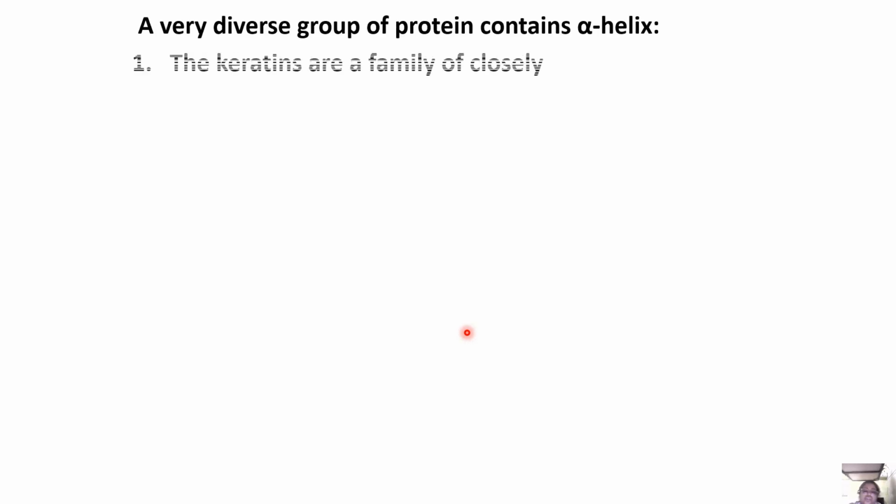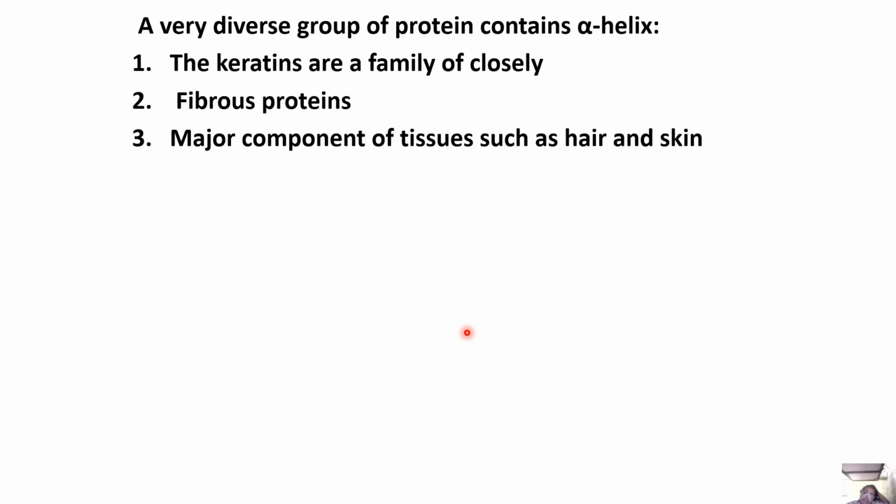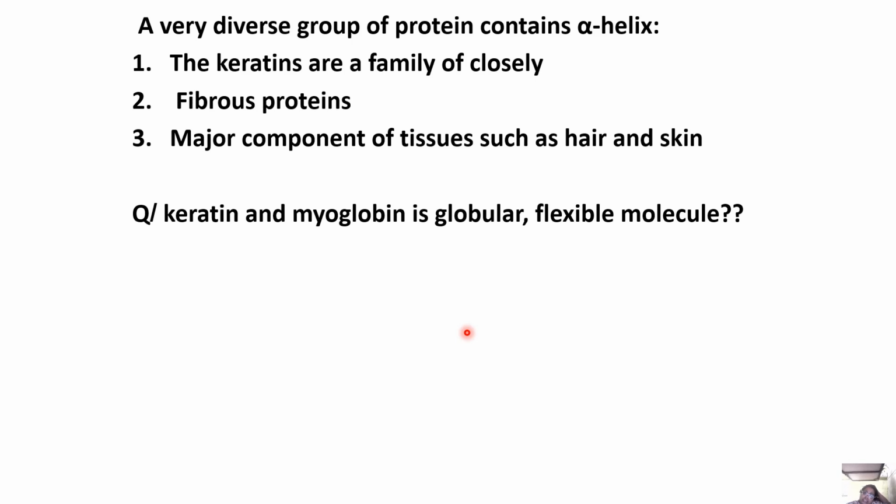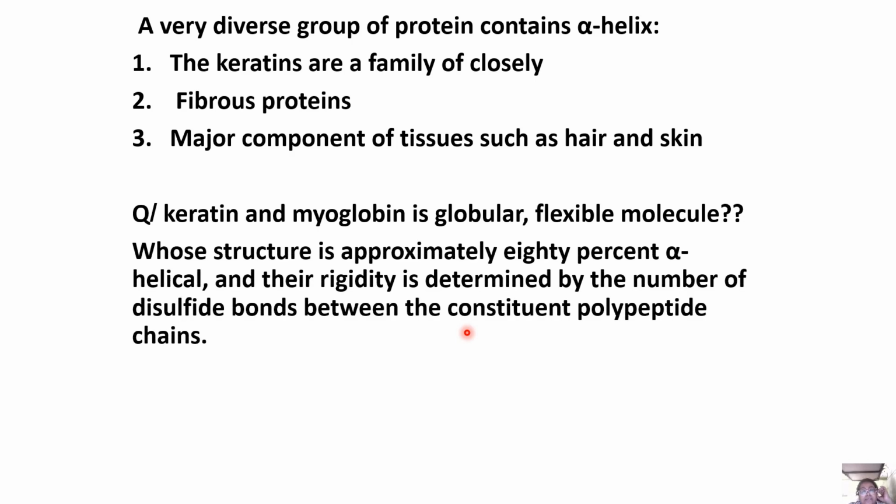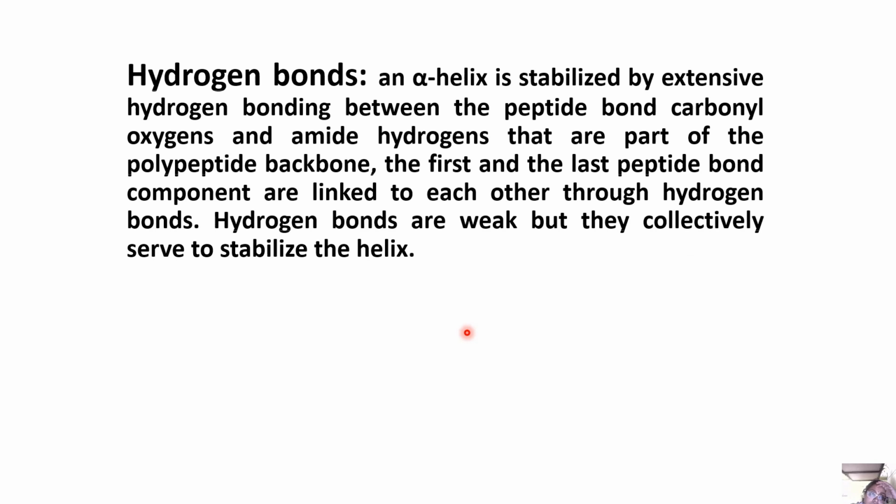A very diverse group of proteins contains alpha helix. The keratins are a family of closely related fibrous proteins, a major component of tissues such as hair and skin. Myoglobin is a globular flexible molecule whose structure is approximately 80% alpha helical, and the rigidity is determined by the number of disulfide bonds between the constituent polypeptide chains.